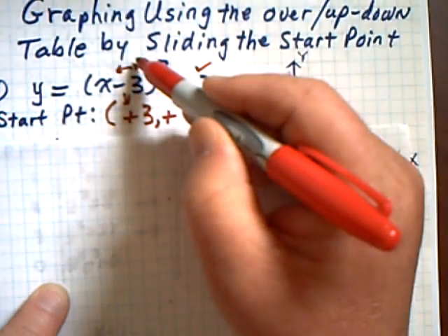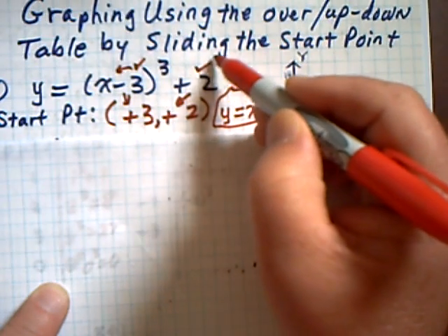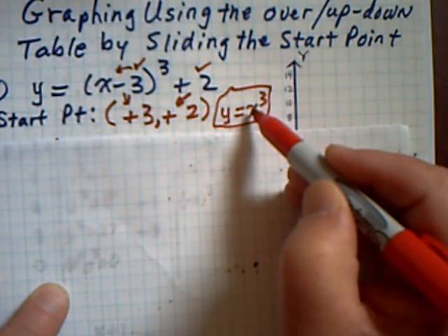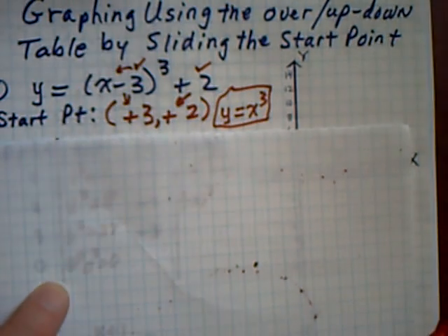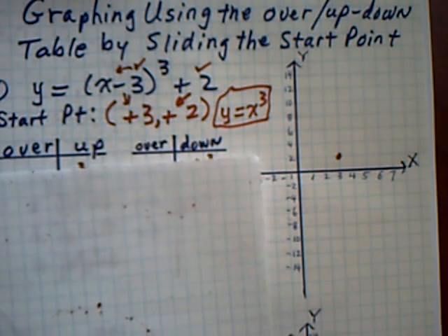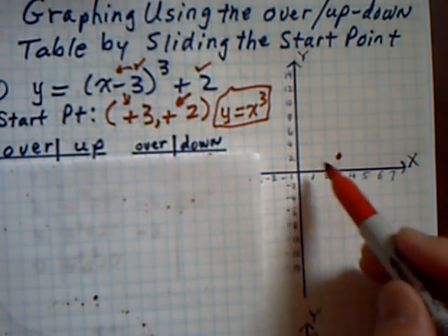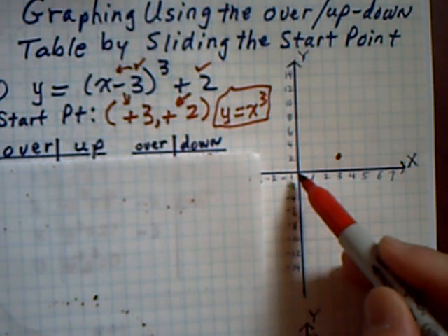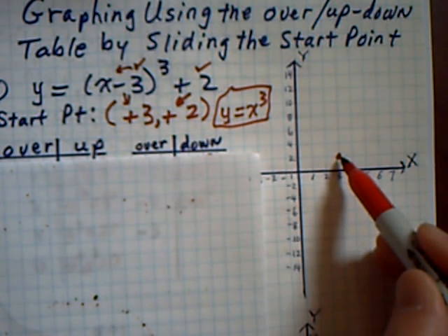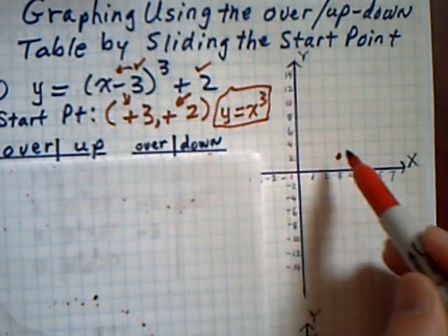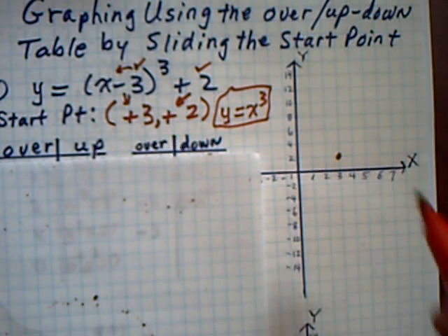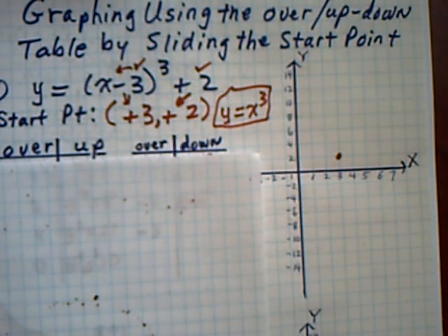Once we've done that, this guy has done his job and this guy has done his job. So we're really left with a y equals x cubed equation starting at a new starting point. So we'll go over to the graph here, and instead of starting at 0, 0 where we used to go, we're going to go over 3 and up 2, and we're now going to do a y equals x cubed graph, but starting there. So let's look at the over up table for y equals x cubed.